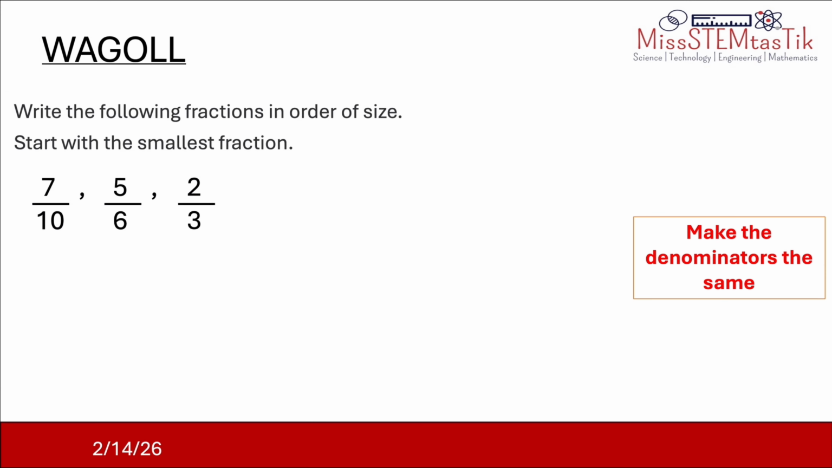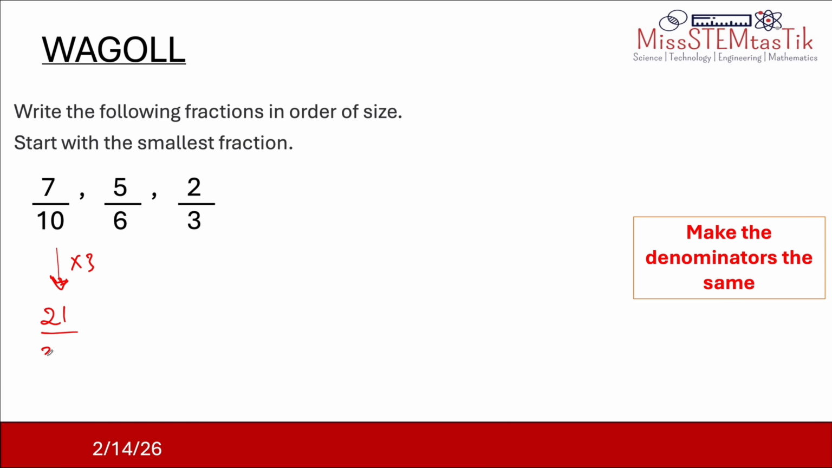Let's go through an example. We have three fractions, 7/10, 5/6, and 2/3. We want to put these fractions in order, starting from the smallest. Now, looking at 7/10, 5/6, and 2/3, we can say that the lowest common multiple between these is 30.